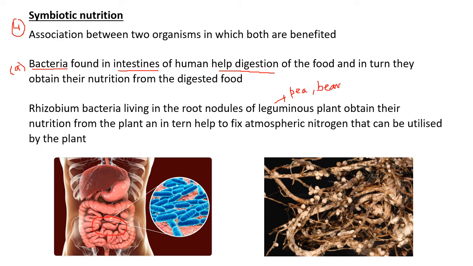So these kinds of plants actually cannot take nitrogen directly from the atmosphere. So what these bacteria do, how these bacteria help these plants, is they convert the atmospheric nitrogen into a form suitable for the plant. This is called nitrogen fixing. I hope you must have studied this in the first chapter, which is called nutrition of plants, right? So these are two examples of symbiotic nutrition.